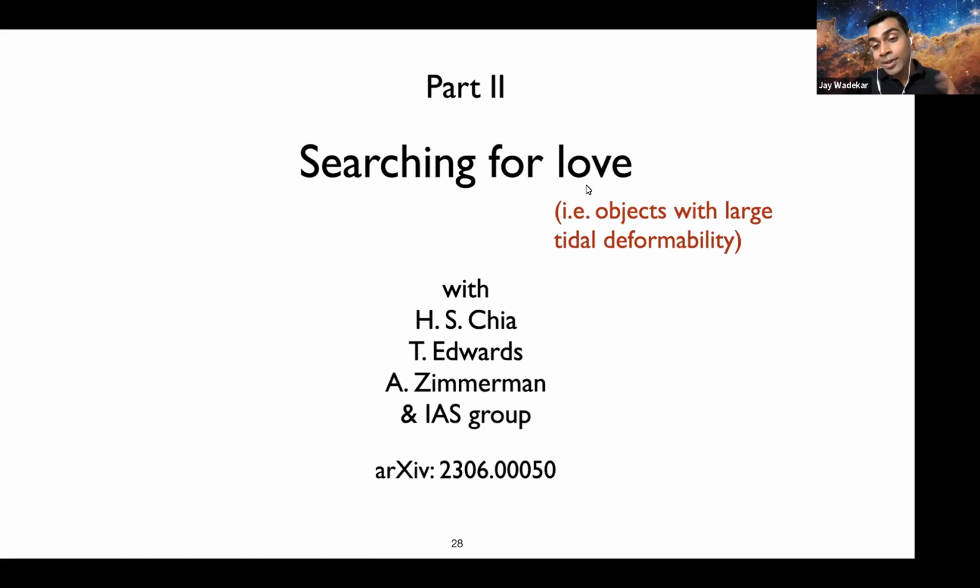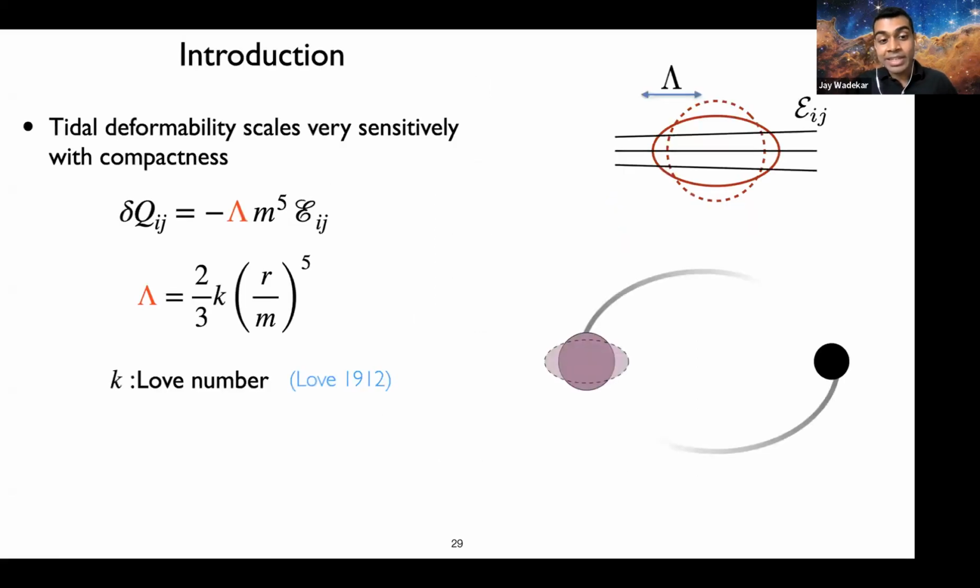So when I say love, I just meant objects with large tidal deformability, and the reason for having this title love is given here. Just to back up, if you have a tidal field, for example, you can generate a quadrupole moment in an object. And the amount of quadrupole moment that is generated in an object is given by this lambda, which is called the tidal deformability parameter.